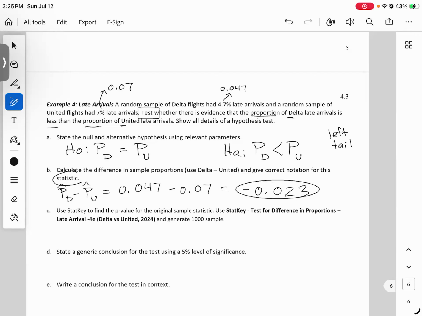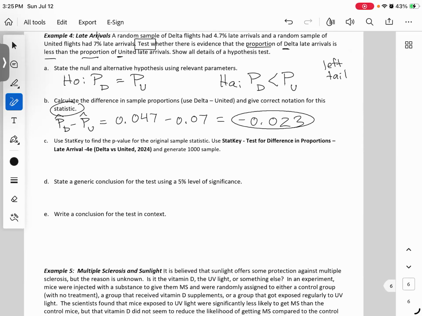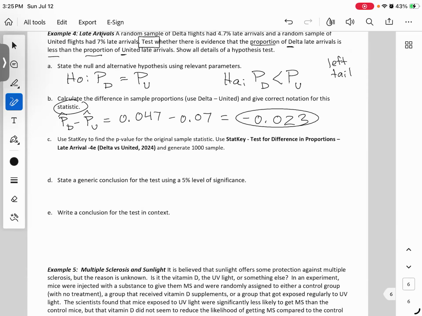And they say it right here. That's the statistic. But that's what we want to get a p-value for, to see whether what was observed was maybe just a fluke. So we're going to go over to StatKey. You can see the guidance here that we're going to do difference in proportions for hypothesis tests, and this is the name of the data set: Late Arrivals, Fourth Edition, Delta versus United 2024.